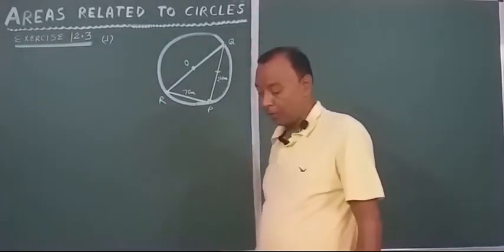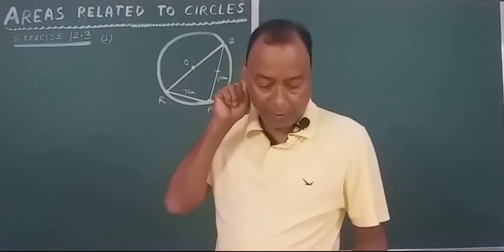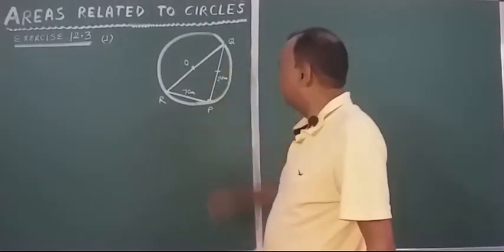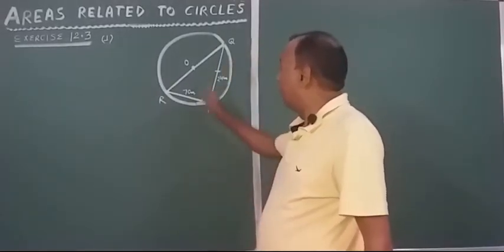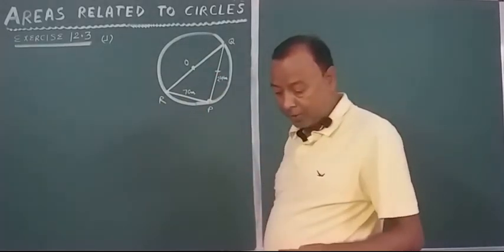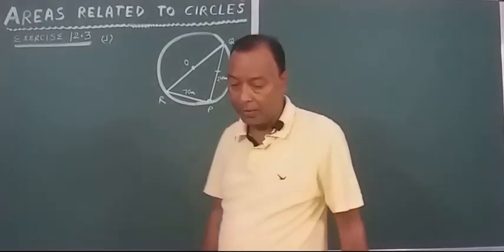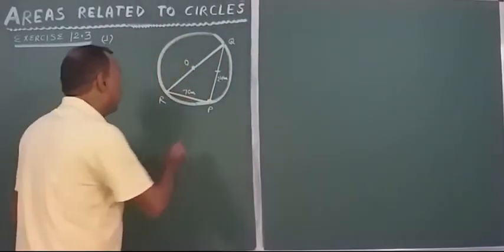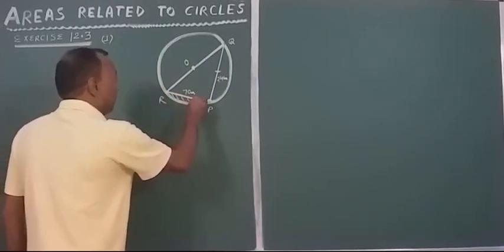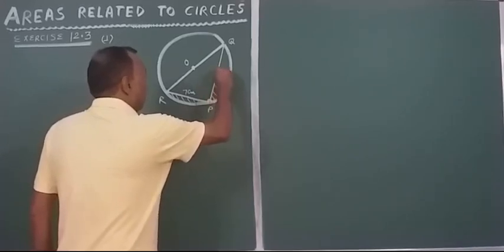This is question number 1. Find the area of the shaded region in the given figure if PQ is equal to 24 centimeter, PR is equal to 7 centimeter and O is the center of the circle, and this is the shaded region.